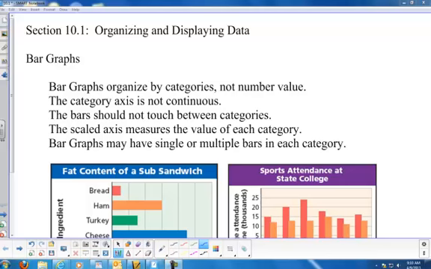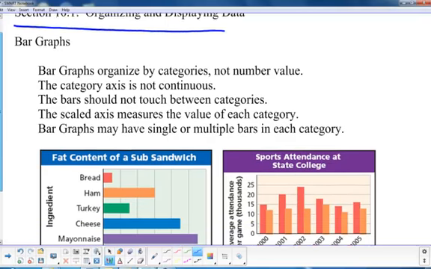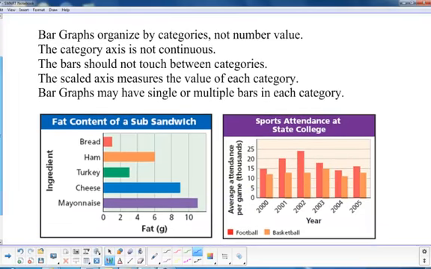All right, we are going to do section 10.1 and 10.2, which is organizing and displaying data. As you can see here, we're going to start by looking at bar graphs. Bars are categories, not number values. The category is separate. So you see here how the bread is a completely separate entity than the ham. And there's also a space in between the two bars.